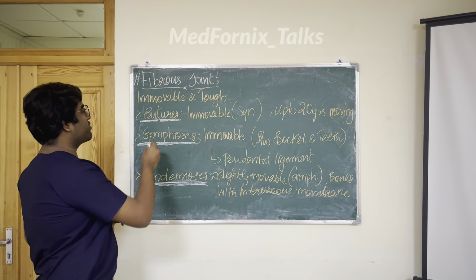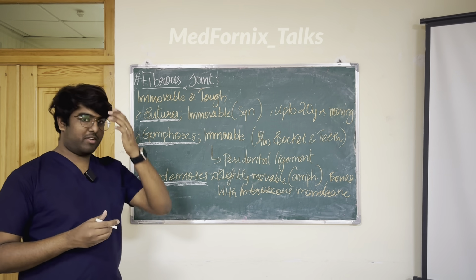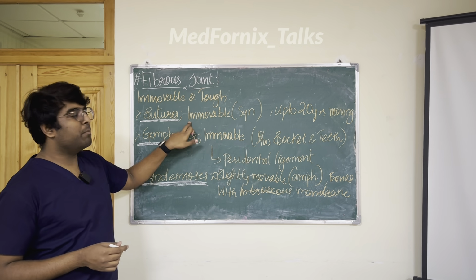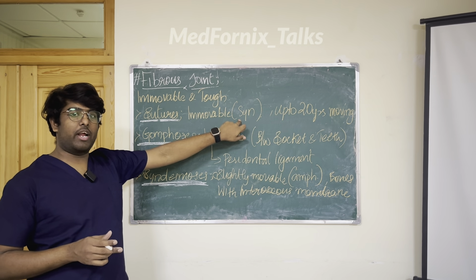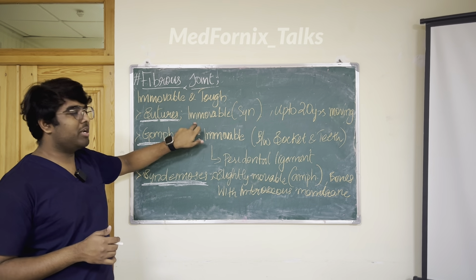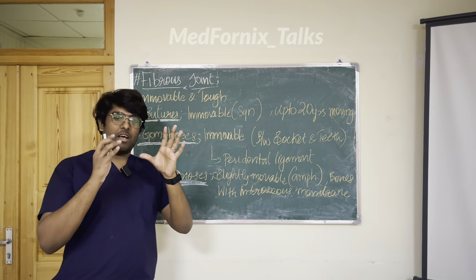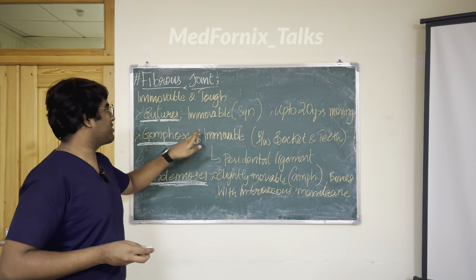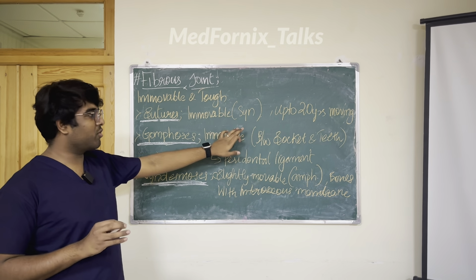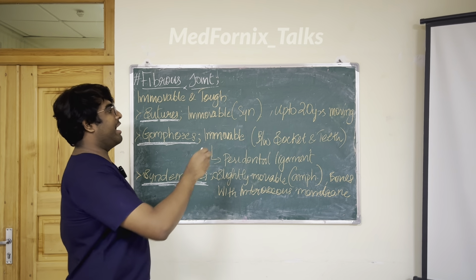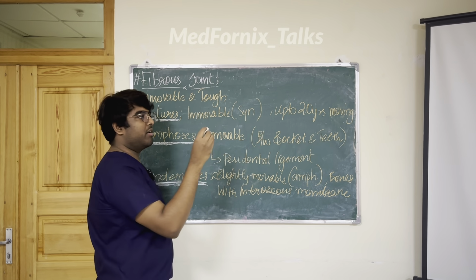Do you know what sutures are? Sutures are found mostly in our skull, and they are immovable. They are synarthroses, as I told you. According to degree of movement, immovable joints are synarthroses, slightly movable are amphiarthroses, and freely movable are diarthroses. So sutures can't move, and they are found between the bones of the skull.